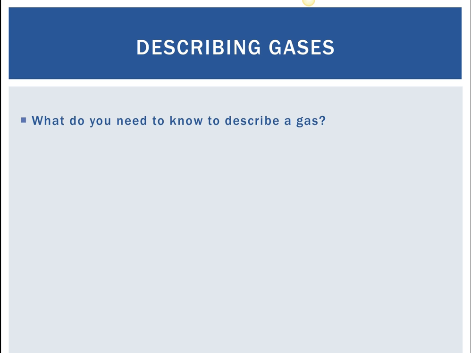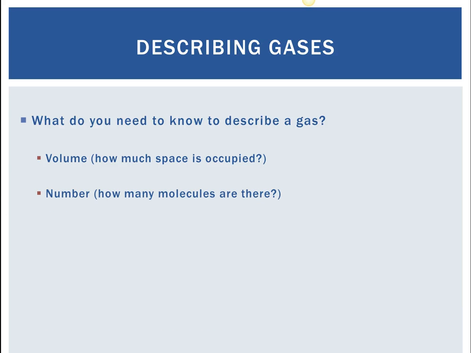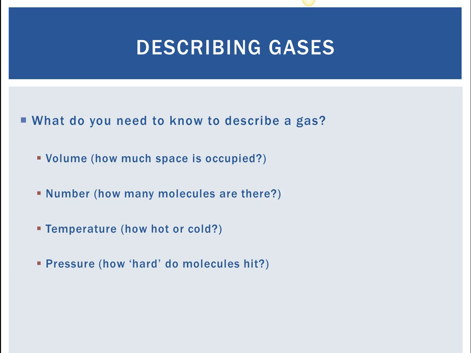So what do you need to know in order to describe a gas? Well, some of this is pretty basic. You need to know how much space is occupied by the gas, or the volume. You need to know how many molecules there are, the temperature, and the pressure, or how hard the molecules hit.